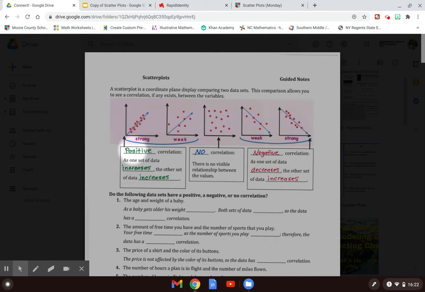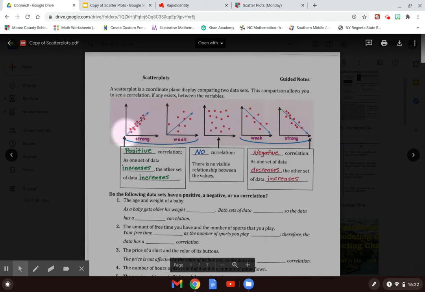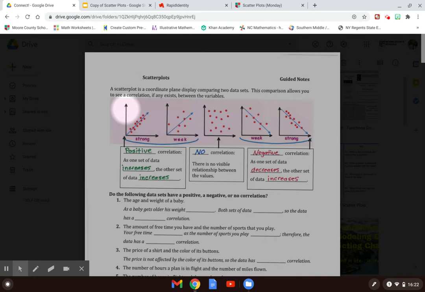What that means is, as one set of data increases, the other set increases as well. So as your y values are increasing with each of these ordered pairs, your x values are also increasing. Now, each of these sets of data, with the exception of the no correlation, have a line drawn through them. We're going to learn about this line tomorrow, but this is called the line of best fit, and it helps us to analyze the data.